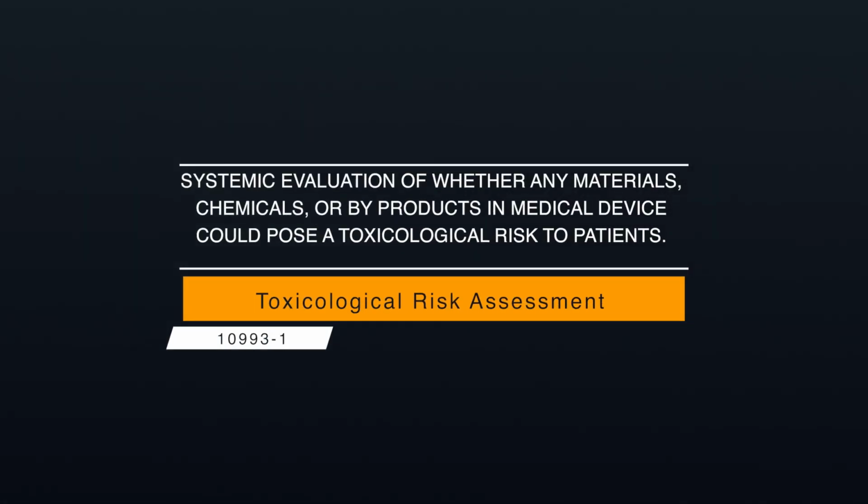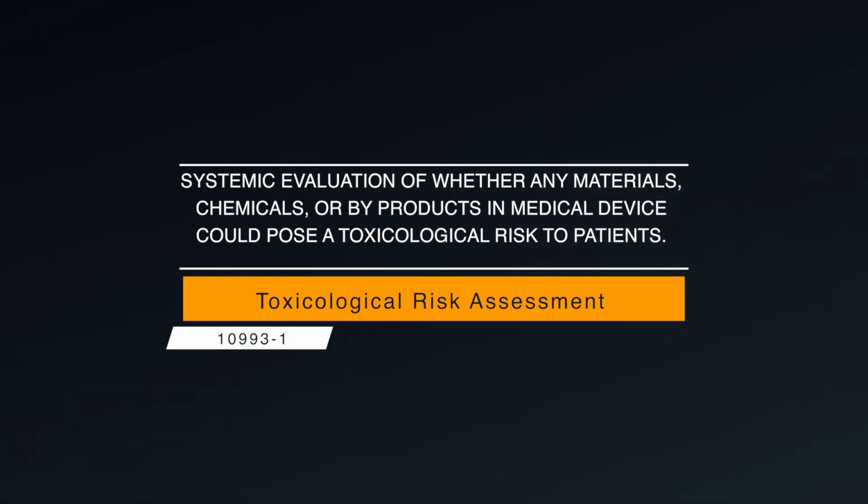At its core, a toxicological risk assessment under ISO 10993-1 is a systematic evaluation of whether any materials, chemicals, or byproducts in your medical device could pose a toxicological risk to patients. This process doesn't just stop at identifying risk, it also determines whether the level of exposure to potential toxins is acceptable or requires mitigation. It is about ensuring that the device remains safe under all foreseeable conditions of use, whether it is a short term contact device like a surgical instrument or a long term implant like a hip joint.